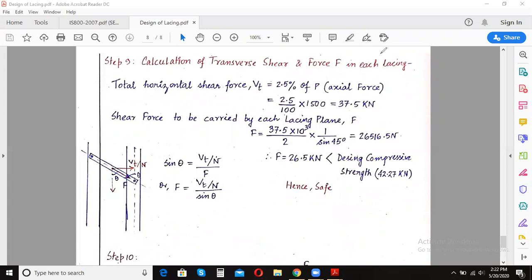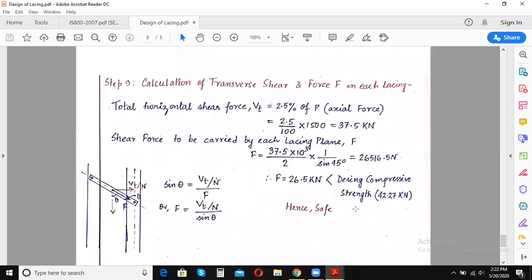Simple. Now you have to compare this externally acting force in the lacing. Okay, the amount of force which is acting on the lacing is given by F equal to 26.5. Now, if you compare this value with the design compressive strength of the lacing, okay, the design compressive strength is an inherent strength of this lacing system. Okay, you have to see whether this strength is enough to resist the force which is acting on the lacing, right? So what was our design compressive strength? It was equal to 42.27. So this value of F is clearly less than the design compressive strength, hence it is safe in compression.